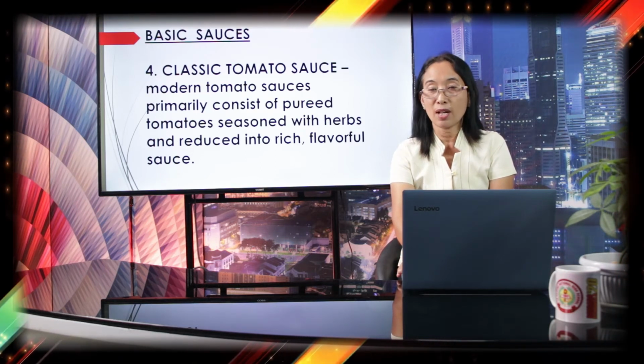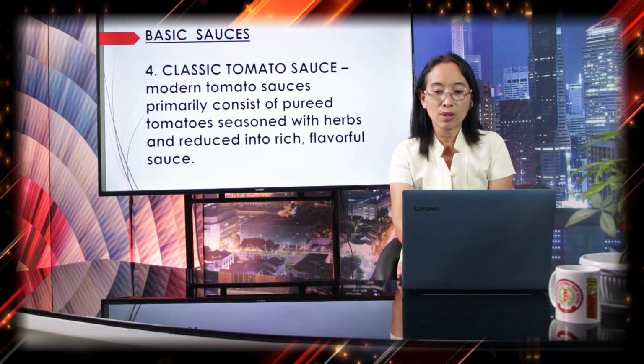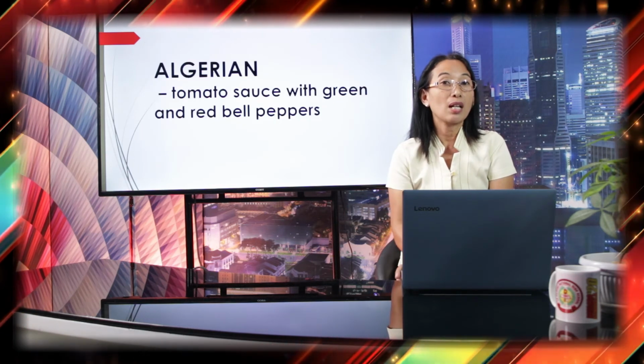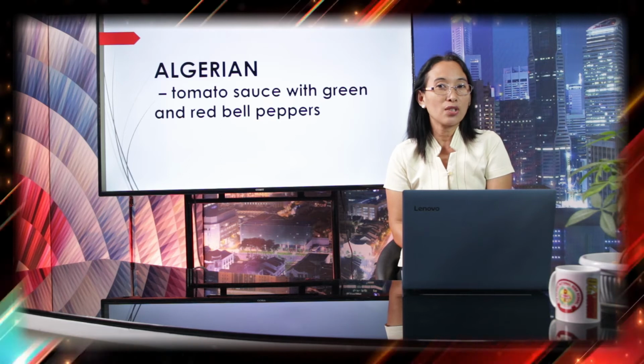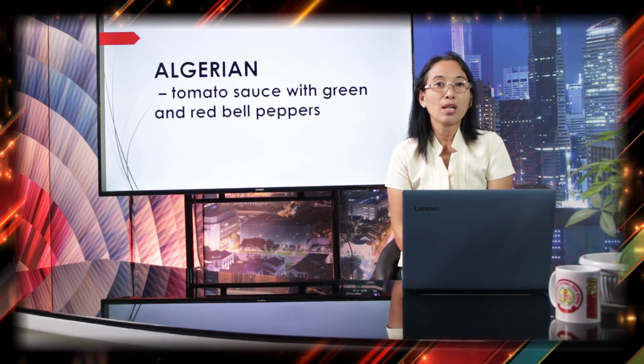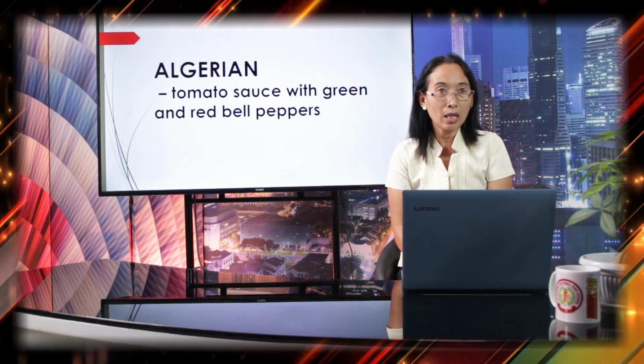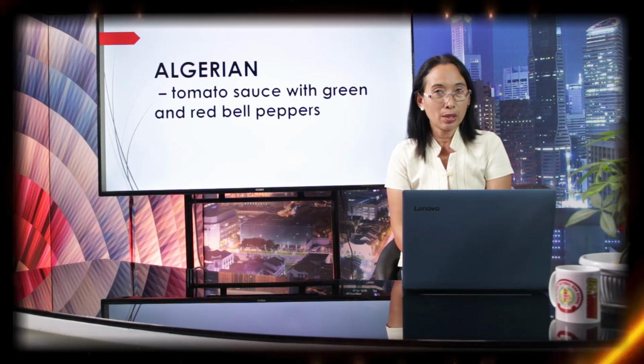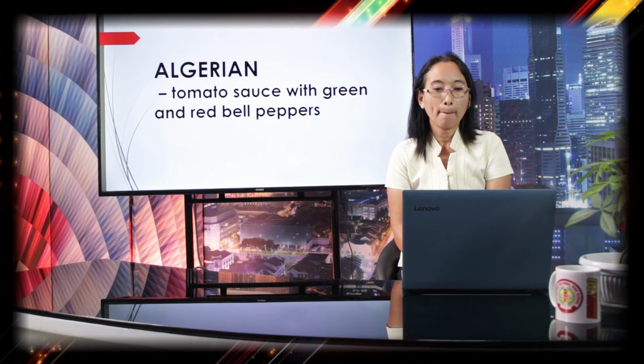An example of a secondary sauce from the classic tomato sauce is the Algerian. For the Algerian sauce, the starting point is the tomato sauce, then enhance it with green and red bell pepper.